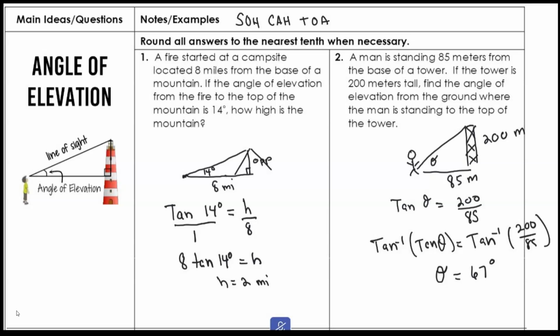A fire started at a campsite located 8 miles from the base of a mountain. If the angle of elevation from the fire to the top of the mountain is 14 degrees, how high is the mountain? So go ahead and pause the video and figure out how you would draw the picture. I'm going to go ahead and give you time to do that.